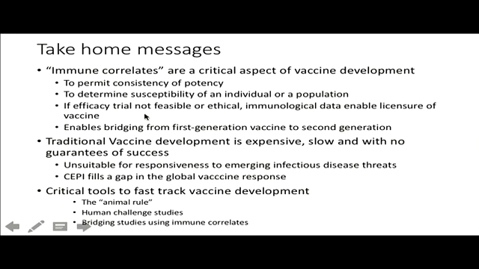There's examples of vaccines, for example, against Japanese encephalitis virus, a vaccine licensed solely on the basis of immunogenicity, accepted correlates of immunity data, rather than phase 3 clinical trials. And really important for bridging from first generation to second generation vaccines.